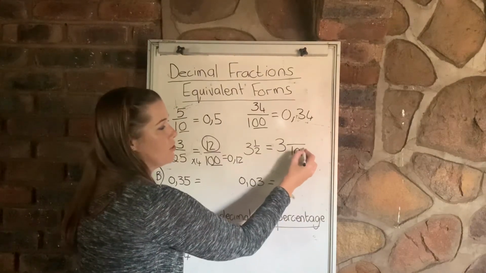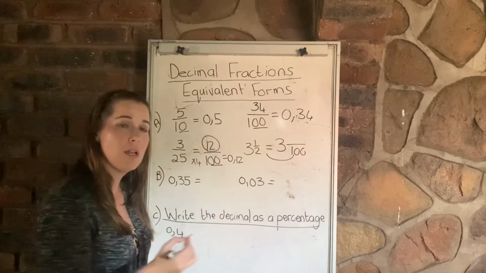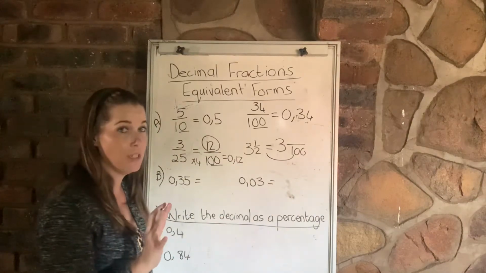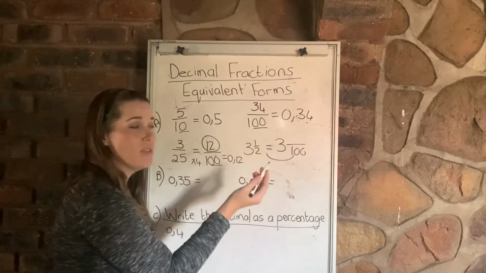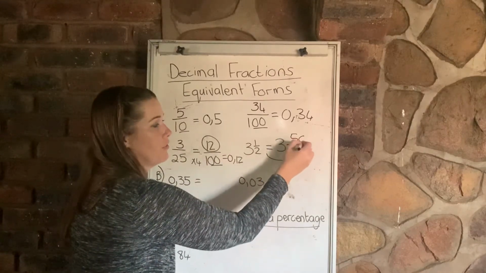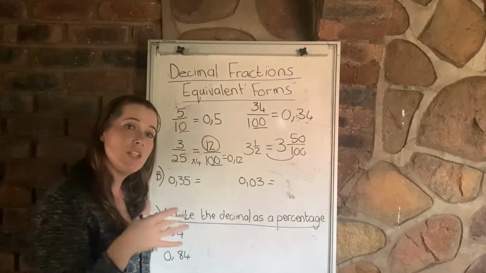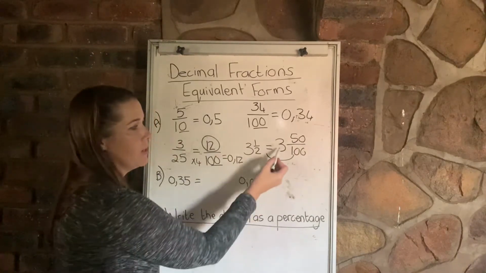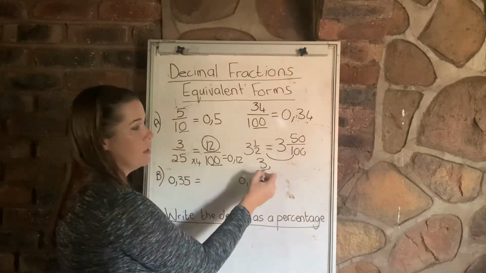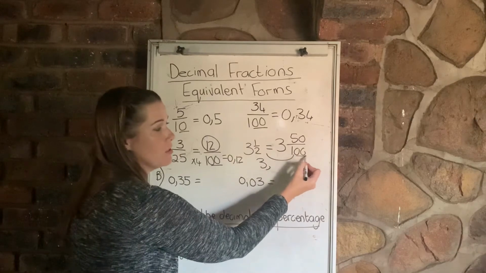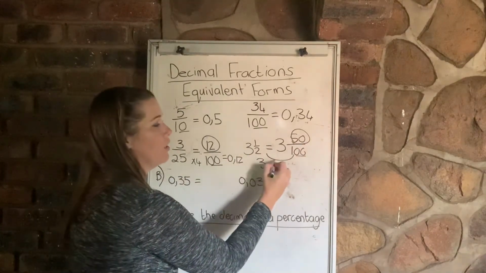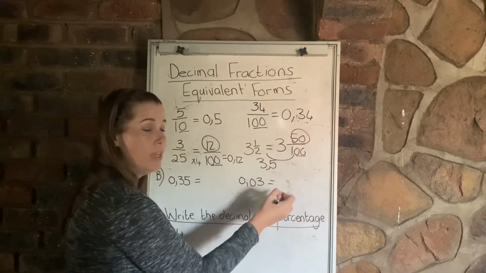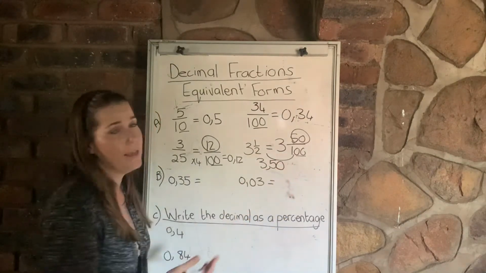So what did I do with the 2 to get to 100? I times by 50. What I do at the bottom, I do at the top. So 1 times 50 is 50. Now if I want to change that to a decimal, obviously the 3 will be in the front. We have 2 zeros, so you need two numbers behind the comma. So this will be 3,5, and then you can add the 0 if you like, but it doesn't make a difference.